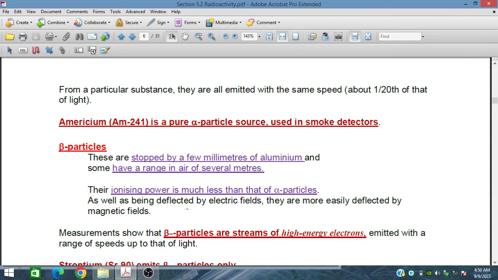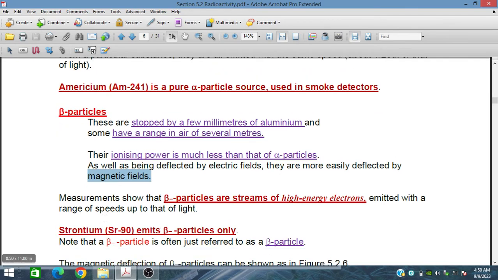As well as being deflected by the electric field, they are more easily deflected by the magnetic field. A measurement shows that beta particles are a stream of high energy electrons, emitted with a range of speeds up to that of light. So their speed range is so high, close to the speed of light.